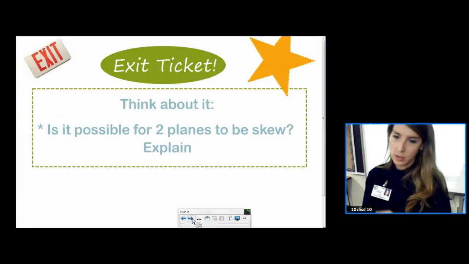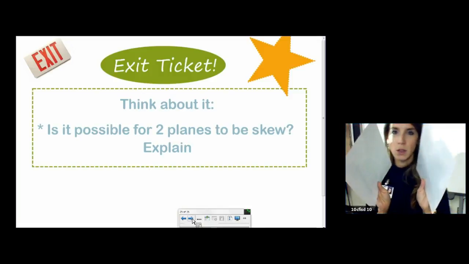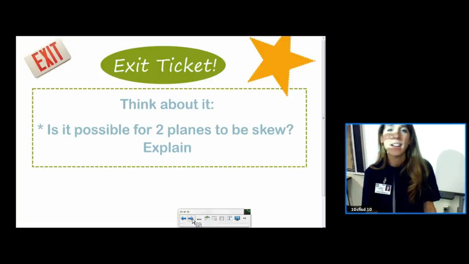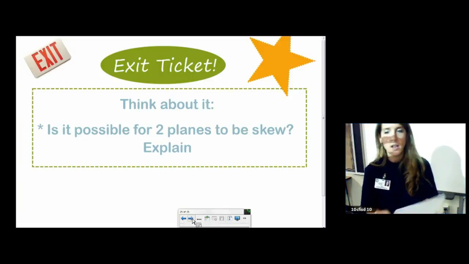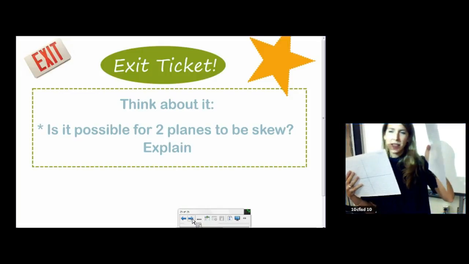Last thing I want to leave you with. Is it possible for two planes to be skew? I showed you, I said, planes don't have to intersect. It says if they intersect. So we know that planes can be parallel. We know they don't have to intersect. But could planes be skew?